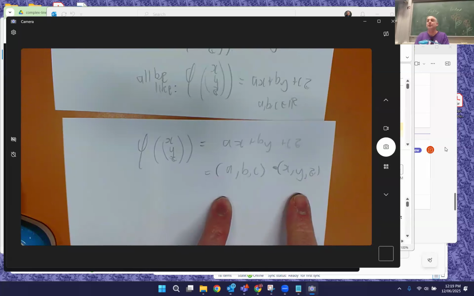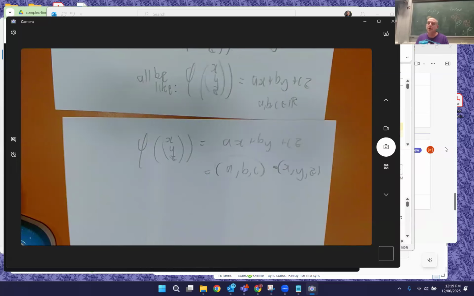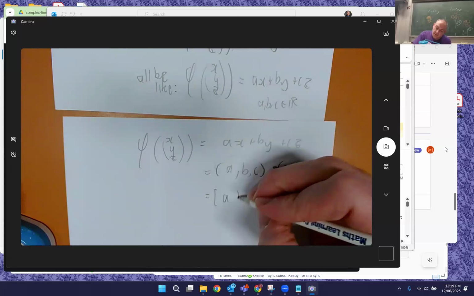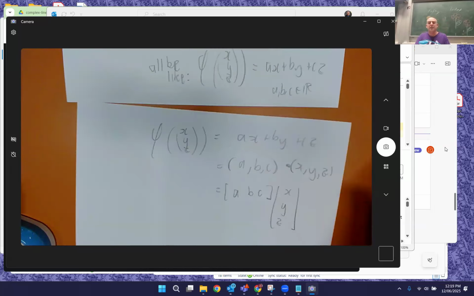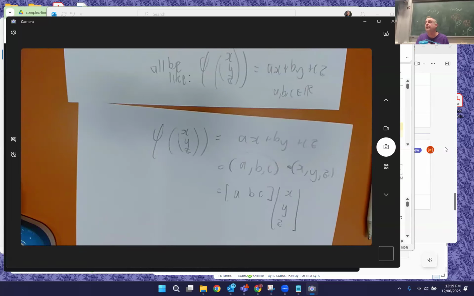This is the dot product of these two things. And so these vectors describe completely the linear functionals on R3. And that's why they're isomorphic to R3. Even better, we could write it as this is a row and this is a column. So R3 is like column vectors and the linear functionals are row vectors.